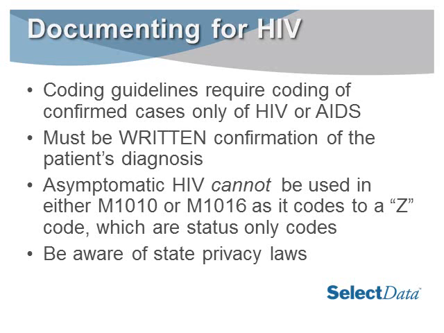to code HIV. Coding guidelines require coding of confirmed cases of HIV or AIDS only. You must have written confirmation of the patient's diagnosis. It's not acceptable just to have verbal confirmation and be able to code from that. Asymptomatic HIV cannot be used in either 1010 or 1016, as it will code to a Z code, which are status-only codes. That's pretty much the equivalent of our current V codes. And you need to be aware of your state's privacy laws.